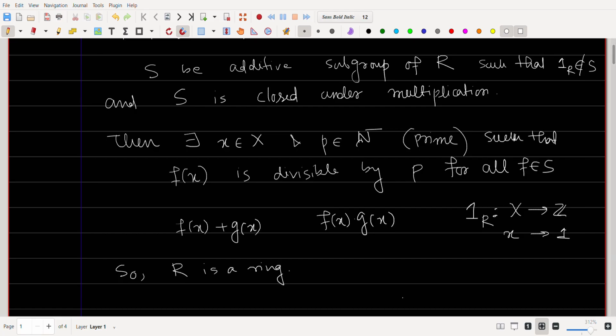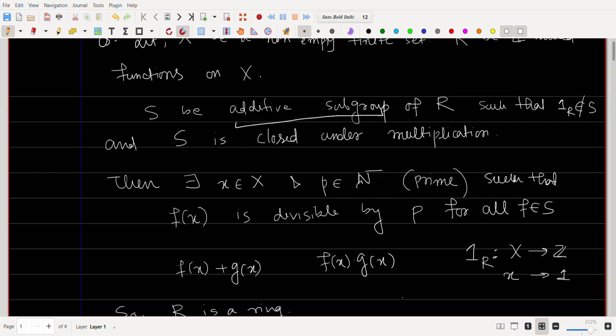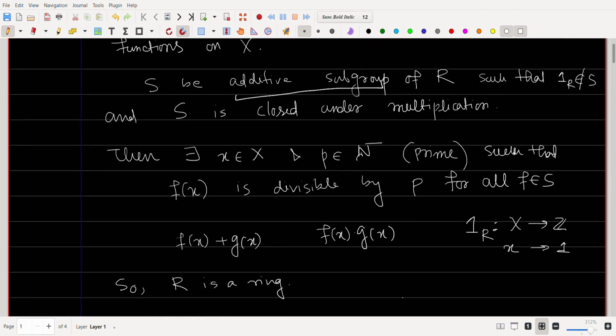Now S is an additive subgroup of R such that unity is not in S and S is closed under multiplication. That means if you have two elements f and g in S, then their product is also in S, and S is an additive subgroup. This is very important. Now what you need to show is that there exists an x in X and a prime number p such that f(x) is divisible by p for all f in S. This you have to show. This is a subjective problem.